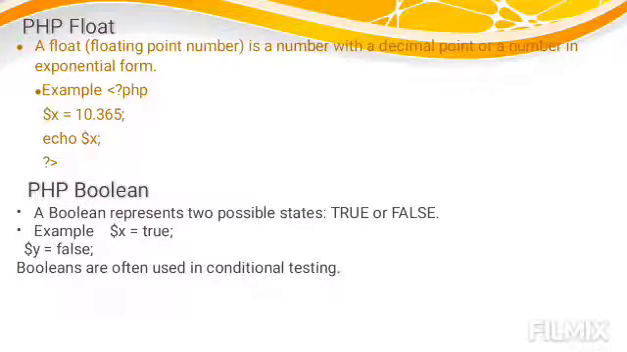Next, PHP float or double variable. A floating point number is a number with a decimal point or a number in exponential form. For example, $x is equal to 10.365. Here $x is a floating point variable. Then PHP boolean. A boolean represents two possible states, true or false. For example, $x is equal to true, which indicates that $x is a boolean variable having the value true. Booleans are often used for conditional testing.